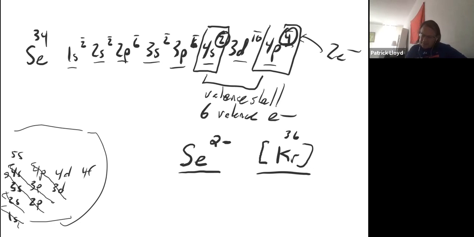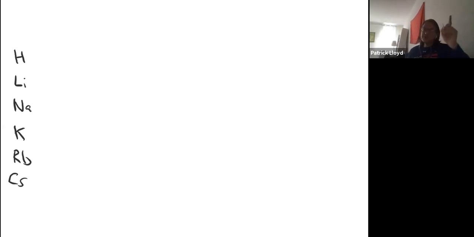Now, here's what happens when you start looking at patterns. What you end up noticing is that even though every element has its unique number of electrons, right? Hydrogen has 1 electron, lithium has 3, sodium has 11, potassium has 19, rubidium has 37, and cesium has 55. They all have their own number of electrons, but it turns out they all have the same number of valence electrons. They all have 1.